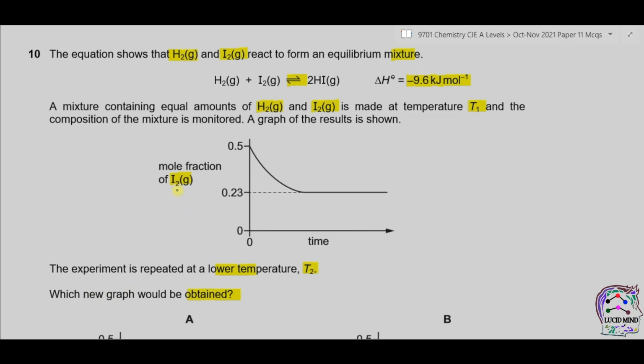Now mole fraction can also be considered as the concentration or the amount of reactant iodine, as this is an exothermic reaction. So for an exothermic reaction we know that at lower temperature the equilibrium moves in the forward direction. So when the equilibrium moves in the forward direction, the mole fraction of iodine will be reduced.